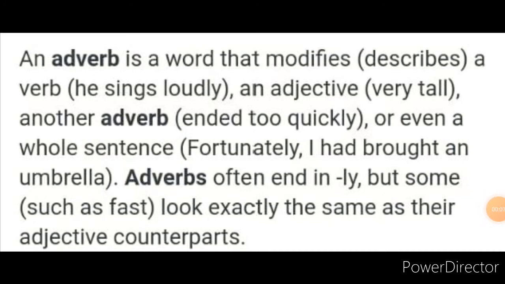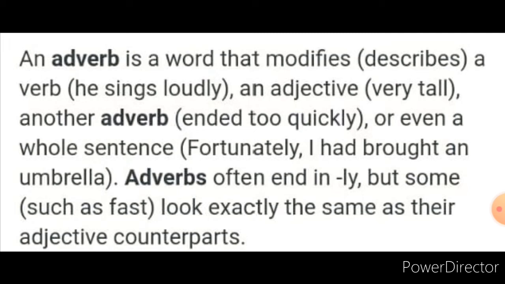The next, fifth one, is the adverb. Look at the spelling, children: A-D-V-E-R-B, adverb. An adverb is a word that modifies, or you can say describes, a verb. He sings loudly, it describes the verb. It describes an adjective or another adverb or even a whole sentence. So that is an adverb.